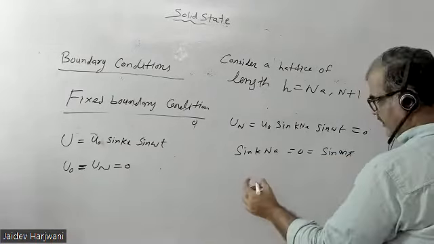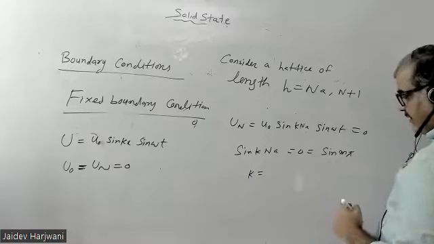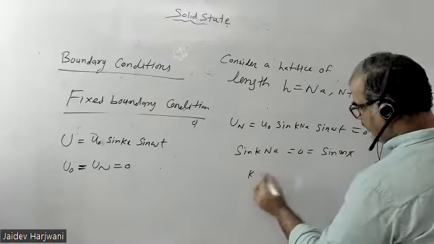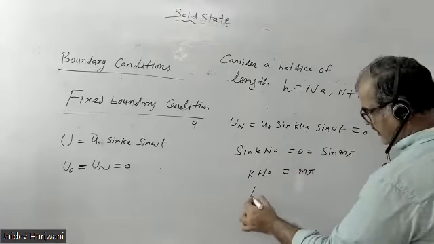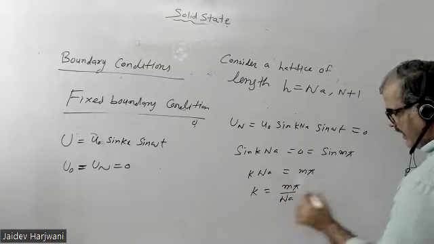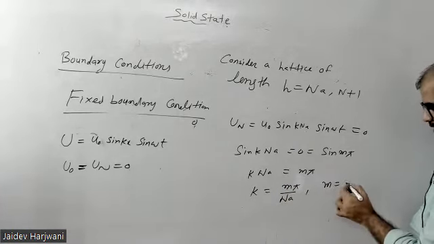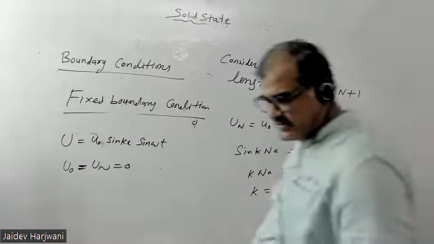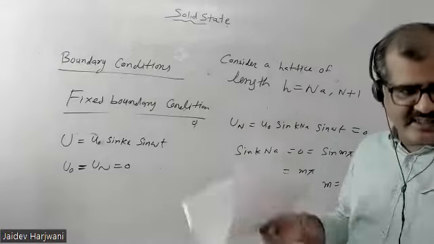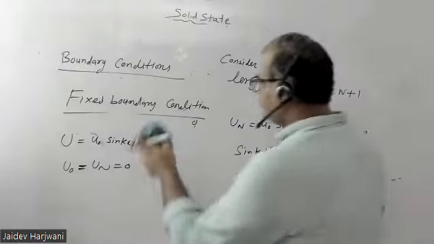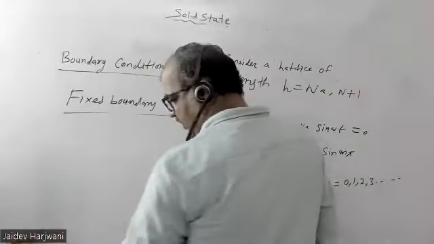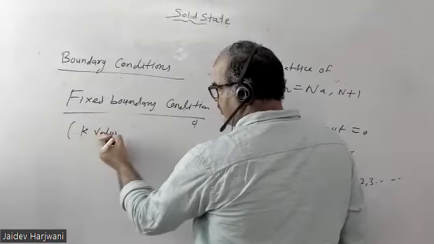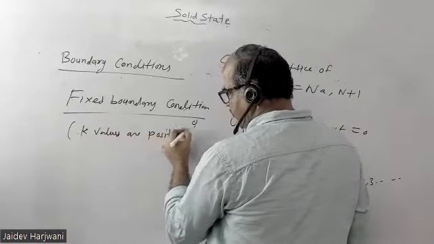So k na equals m pi, and your k will simply be m pi upon na. Here m is 0, 1, 2, 3, and so on, only positive values, because these are standing waves. For standing waves we will not take minus values, because they are not moving anywhere; direction is not there, only amplitude is there. For the fixed boundary condition, which will be used several times in the solid physics course, k values are positive. We won't take negative k values in the case of standing waves.